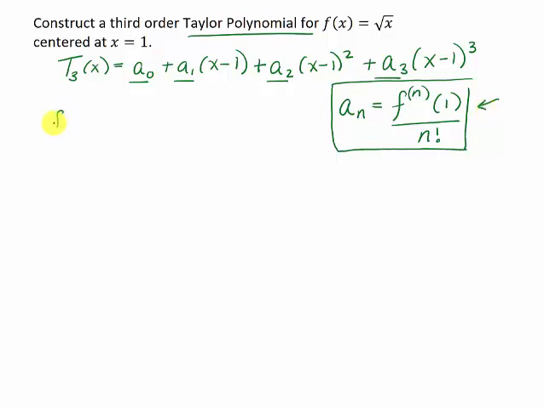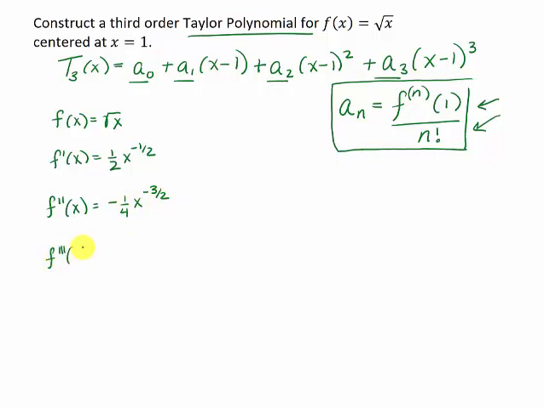We are starting with our function f of x equals the square root of x, and we are going to evaluate the first 3 derivatives at 1 so that we can use this formula. So my first derivative is 1/2 x to the negative 1/2. My second derivative is negative 1/4 x to the negative 3/2. And my third derivative is positive 3/8 x to the negative 5/2.